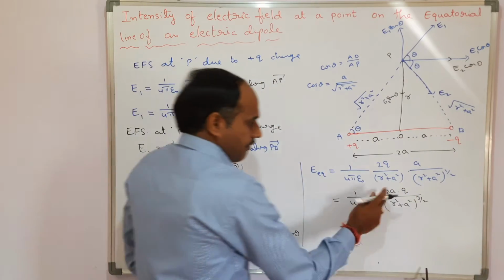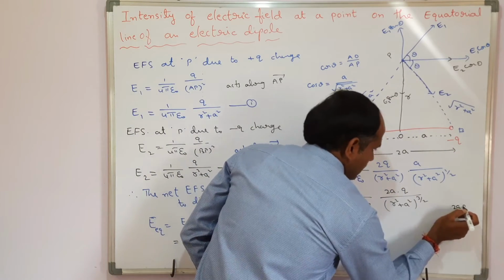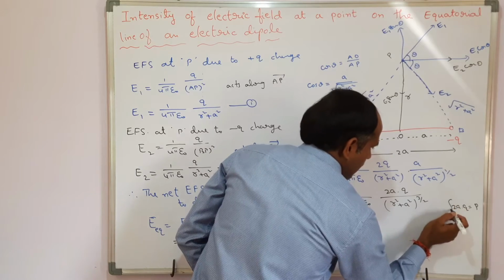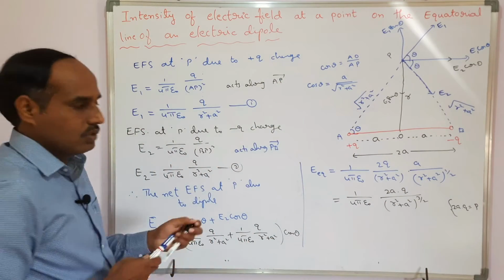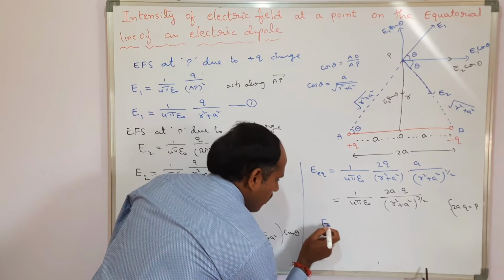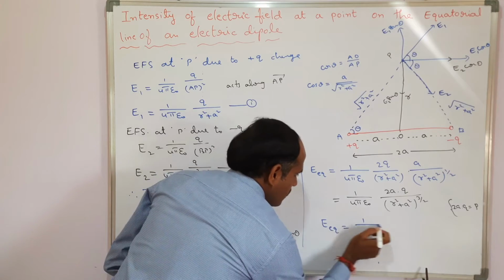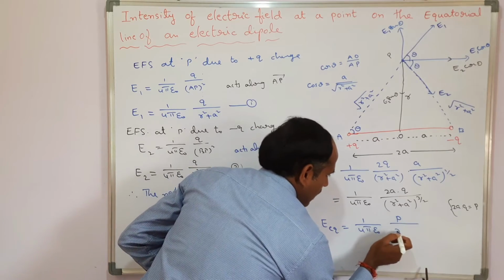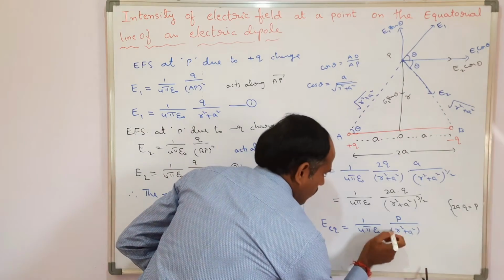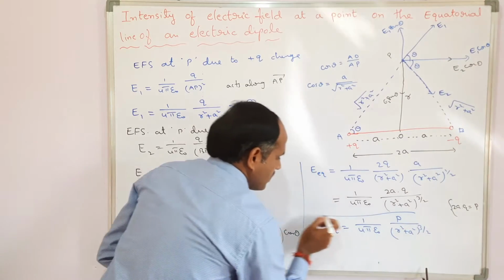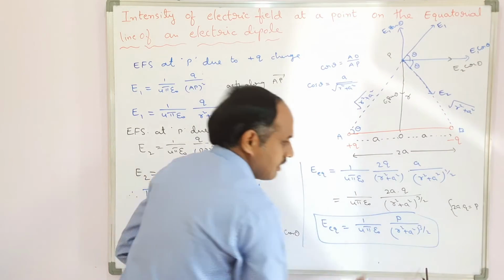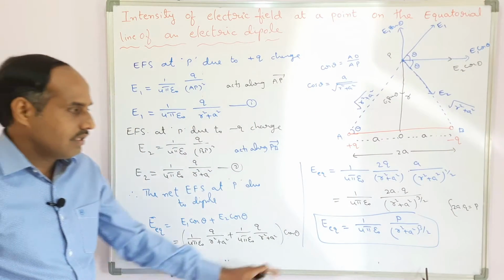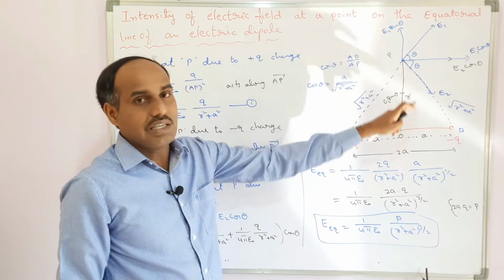And again, the product of charge and separation between the two gives the dipole moment, as we have discussed. So here we can write E on equatorial line is equal to 1 by 4 pi epsilon of P by r square plus a square whole power 3 by 2. This is the expression for the resultant electric field strength due to the dipole on its equatorial line.